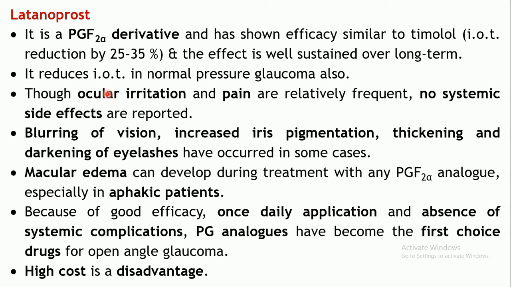Now, this particular prostaglandin analog helps by lowering the intraocular tension, even in normal pressure glaucoma. Not only in situations in which the intraocular tension is high, but even in those conditions of glaucoma wherein the intraocular tension is normal, it can lower the intraocular tension and help in preventing the progression of the disease. Then the side effects are ocular irritation and pain. These are relatively frequent, but systemic side effects are absent with this particular drug.